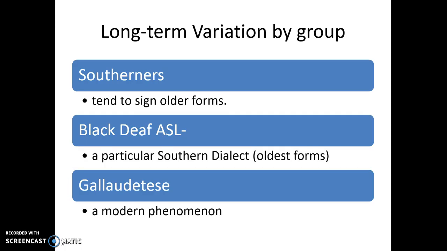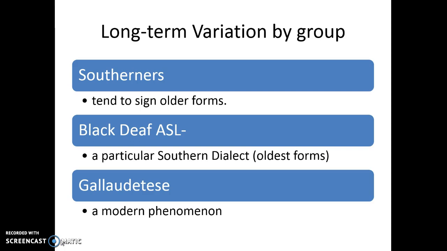We also notice that there's variation by group. In the South, we see that many signers use older forms. This is particularly true of Black Deaf ASL, where we often find the most original forms of American Sign Language. Because deaf schools were segregated up until the 60s and sometimes even the 70s in the South, we have lots of preservation of original forms in Black Deaf users.